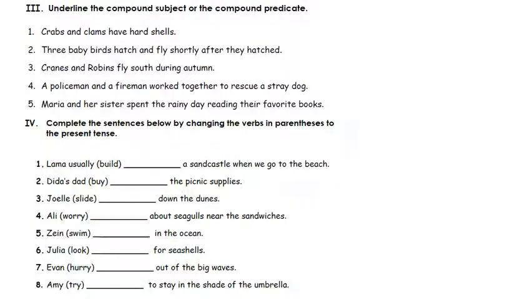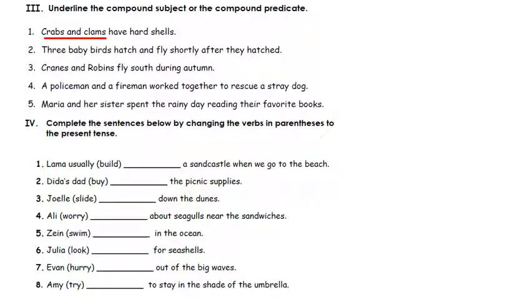Underline the compound subject or the compound predicate. In each sentence, what I find I underline. If there is a compound subject, I underline the compound subject. If there is a compound predicate, I underline the compound predicate. Number 1, crabs and clams have hard shells. Here I have a compound subject, crabs and clams.